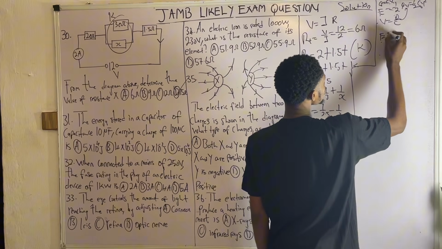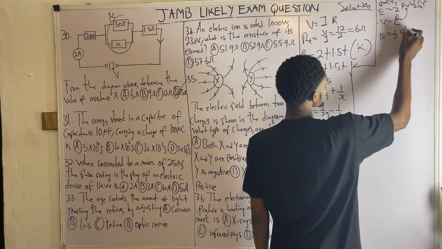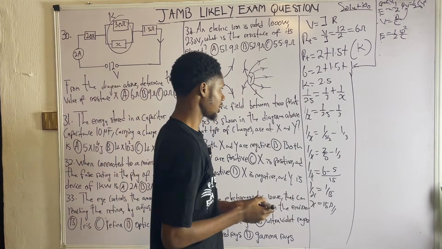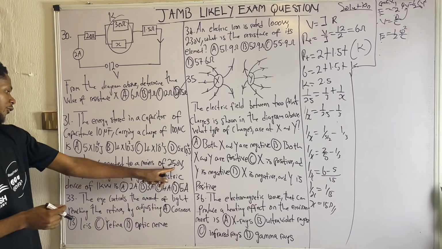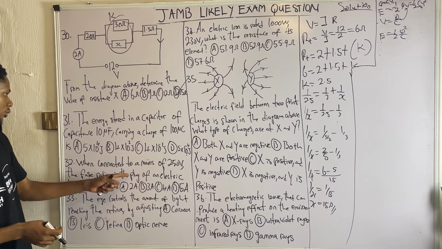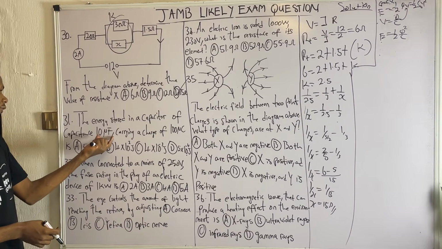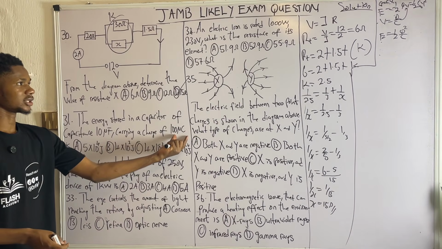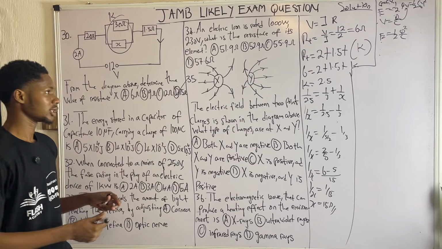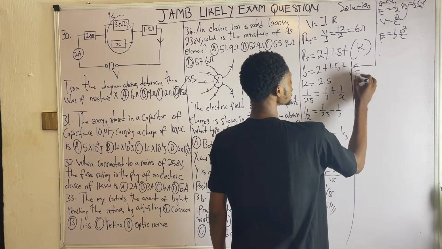So I have E is equal to 1 over 2 Q squared over C. Very, very easy. I think that's the last formula, that's the last formula we need. Because in this question we are given the capacitance and the charge. Capacitance and charge. Now let's solve directly.